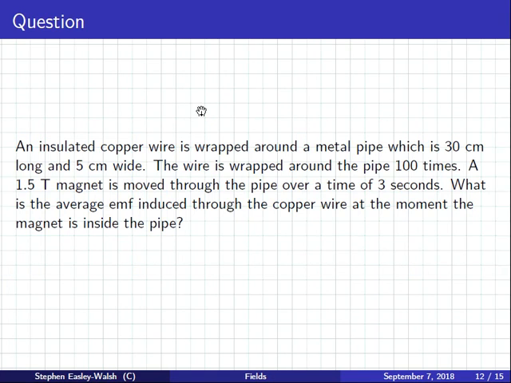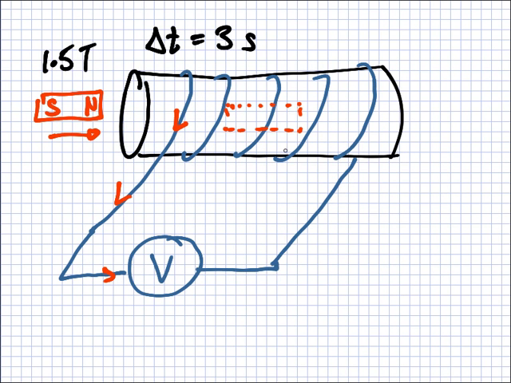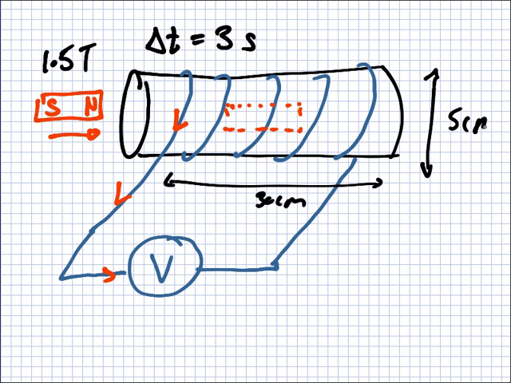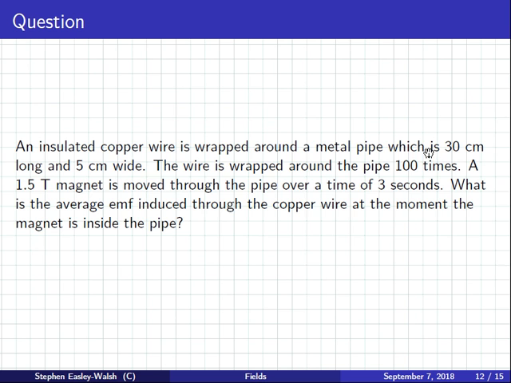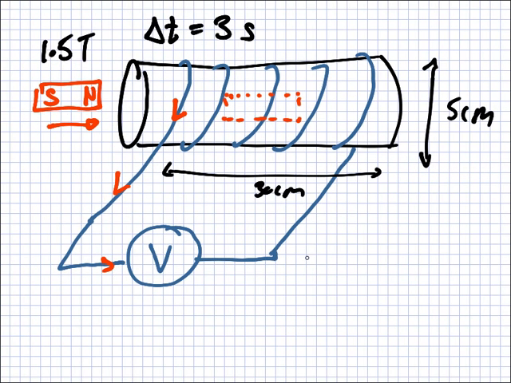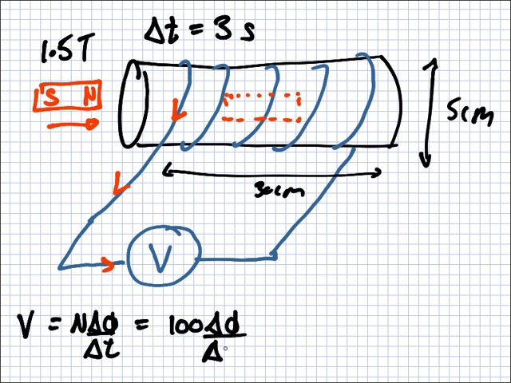What else do we know? The pipe is 30 centimeters long and 5 centimeters wide. So this is 30 centimeters long and this is 5 centimeters wide. What else? Okay. Right, so let's calculate the voltage. Now, again, I don't care about the minus because I know the direction already. Right, what's the N? It's 100. Delta phi over delta t.